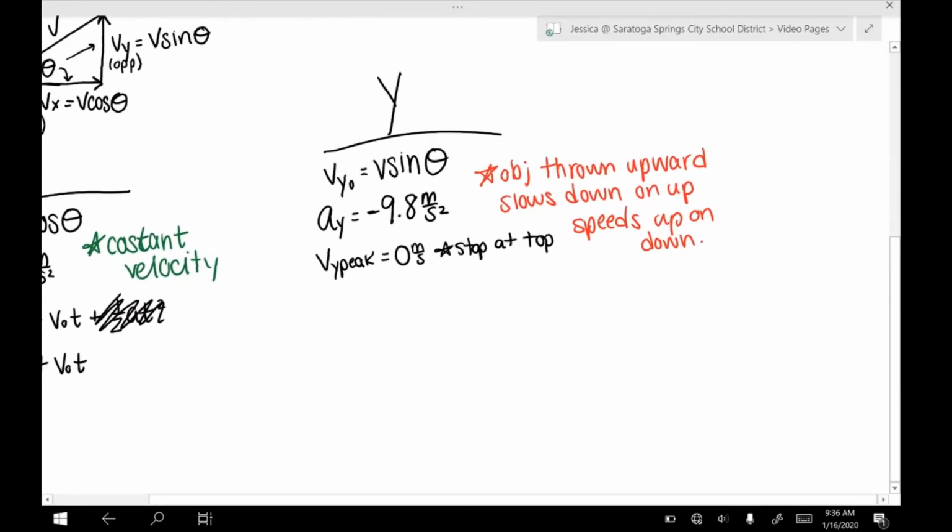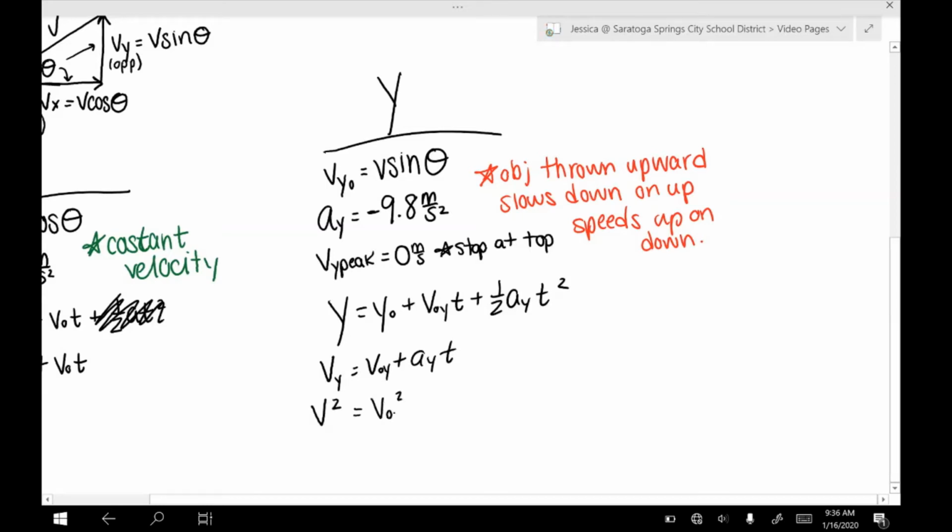So in the y direction, the equations we can use are the position versus time equation. Instead of x's, I'm going to use y, so I remember that this is the y direction. I can use the velocity versus time equation, and I can use the timeless equation for all of the values in the y direction.